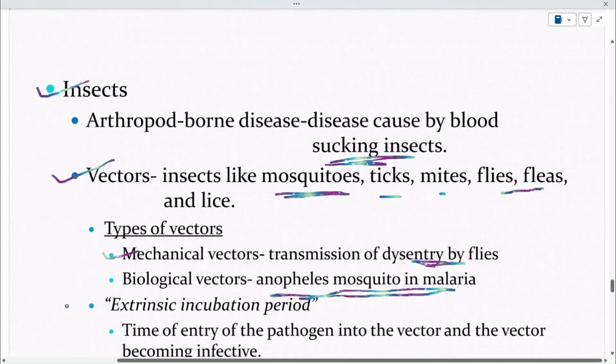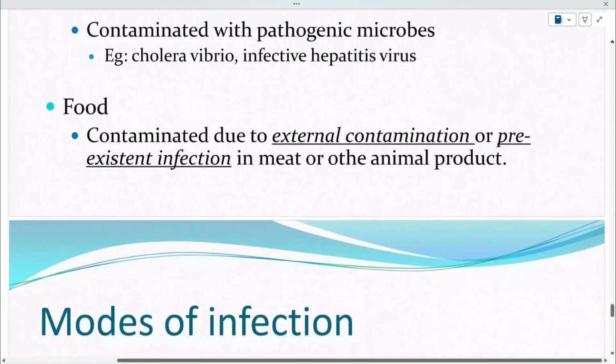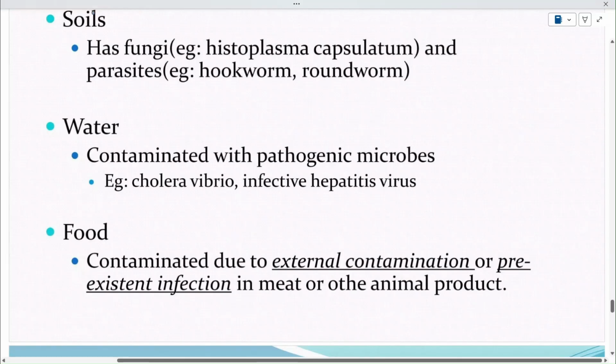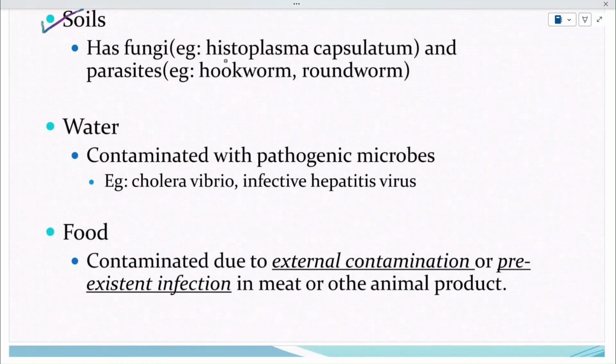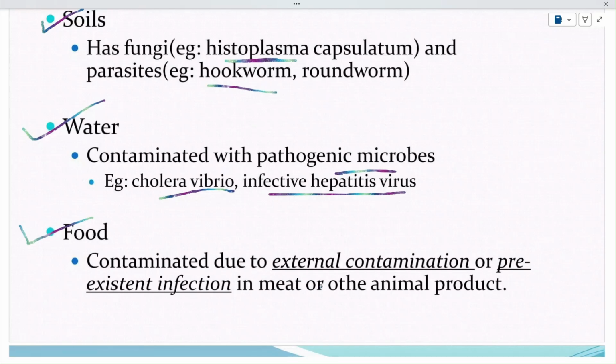Next we have extrinsic incubation period. The time from entry of a pathogen into the vector to the vector becoming infective is known as the extrinsic incubation period. Soil. So soil has some fungi, example Histoplasma capsulatum, and parasites such as hookworm and roundworm. And infection can be transmitted by water also, water contaminated with pathogenic microbes. So some of the microbes present in the water, example cholera vibrio, infective hepatitis virus. And infection also can be transmitted through food, contaminated due to external contamination or pre-existent infection in meat or other animal products.